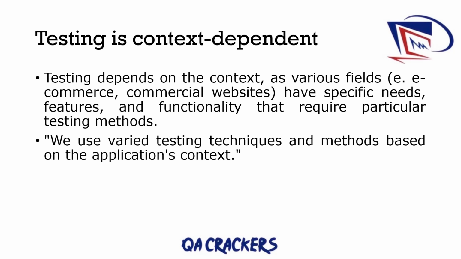Testing is context dependent. This principle says that we have multiple fields such as e-commerce, commercial websites, and so on available in the market. There is a definite way to test a commercial site as well as an e-commerce site, because each of these has its own needs, features, and functionalities. To check this type of application, we will take help of various types of testing techniques, approaches, and multiple methods. Therefore, the testing depends on the context of the application.